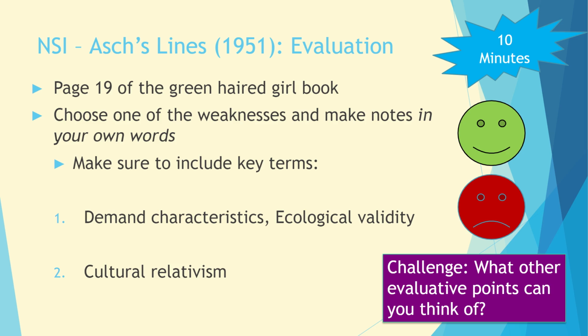Okay, next up, if you would like some more information on using the rest of these key terms to form some evaluation points on Ash's research, remembering you only need 3, then you can have a go at looking at page 19 of the Green-Haired Girl book. I will talk through demand characteristics on the next slide. Okay, we'll pause the video here if you want to go away and look at the textbook.